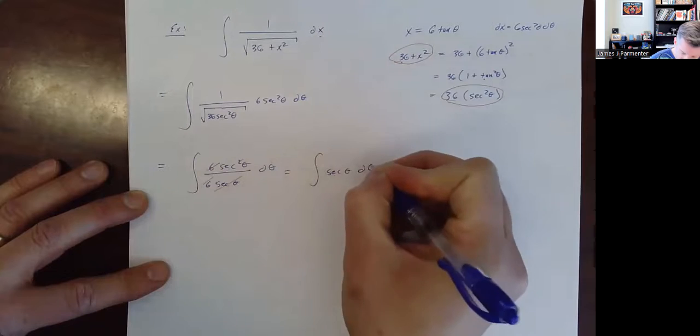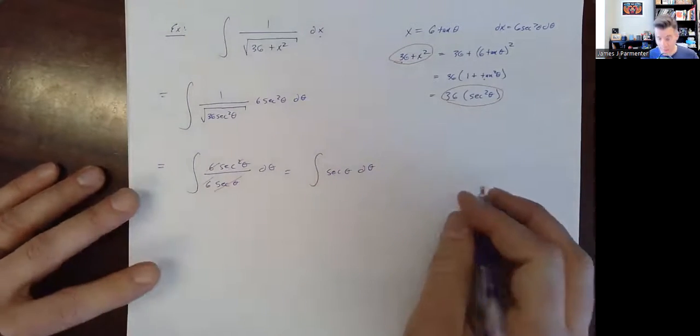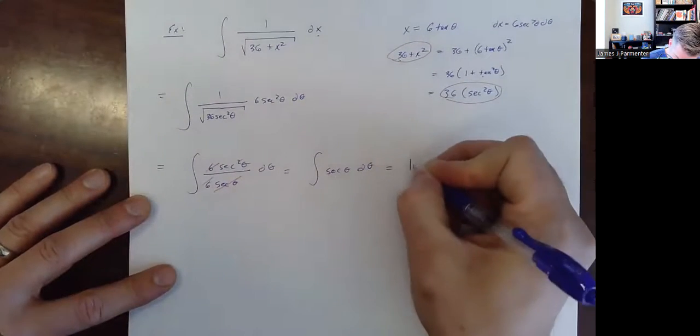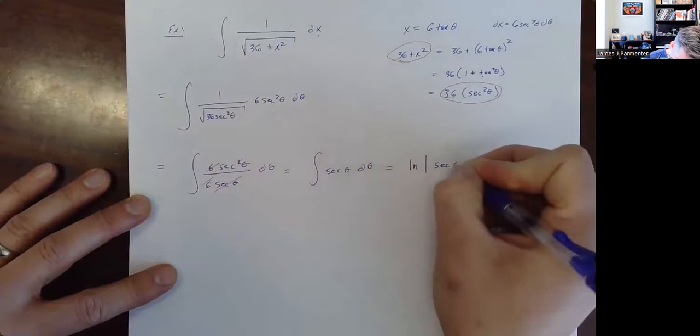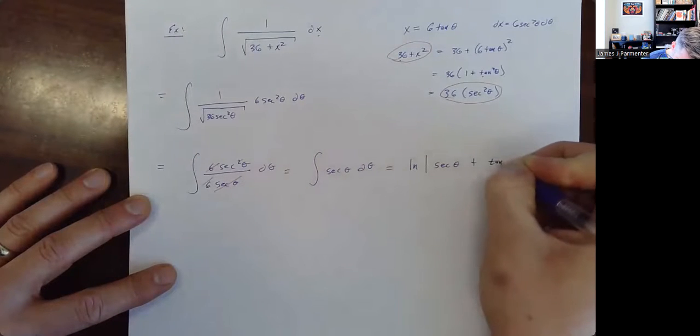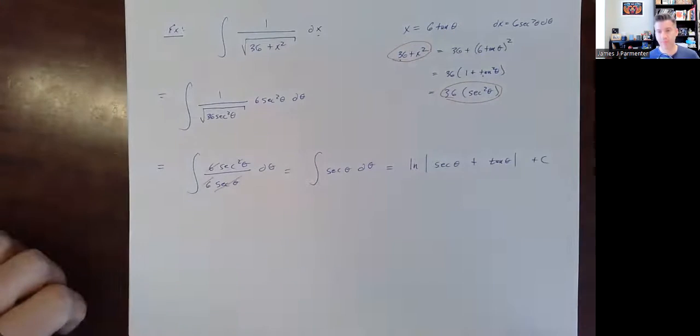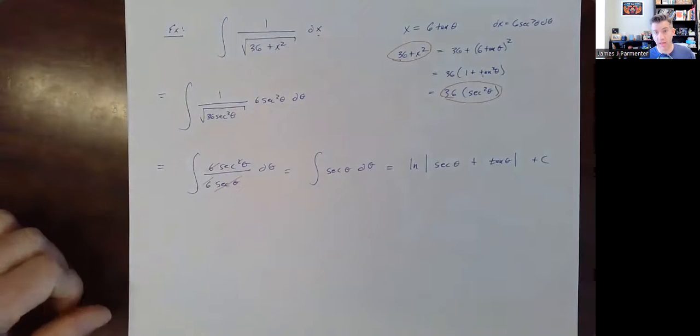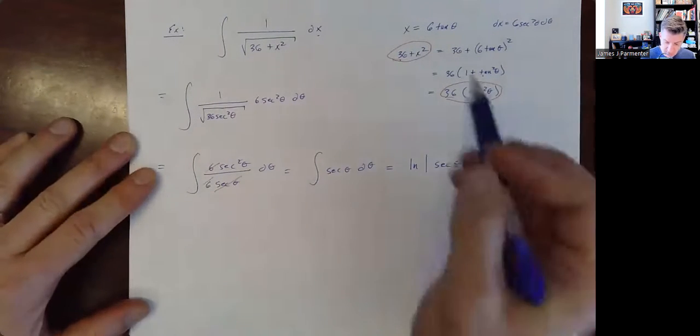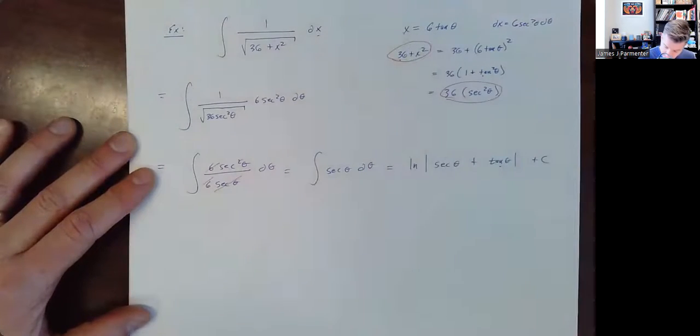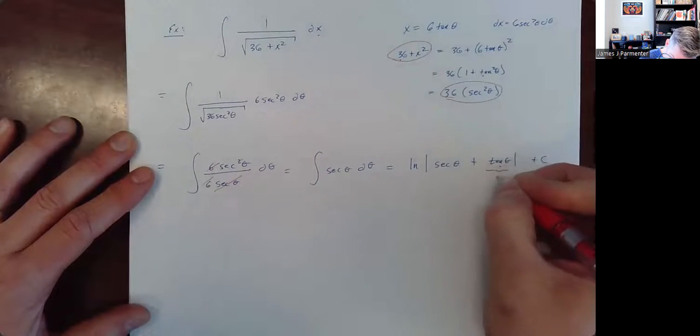This is one that you do need to memorize. The integral of secant of theta is the natural log of the absolute value of secant of theta plus tangent of theta. And then we need the triangle. So I know that tangent of theta is just going to be x over 6, right? That's already there. So this is going to be x over 6.